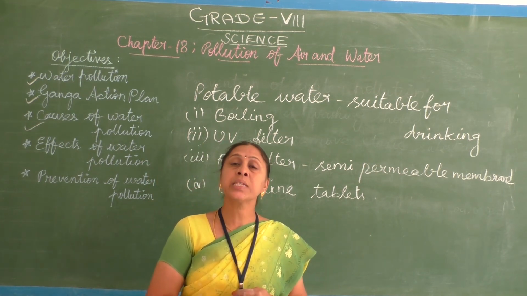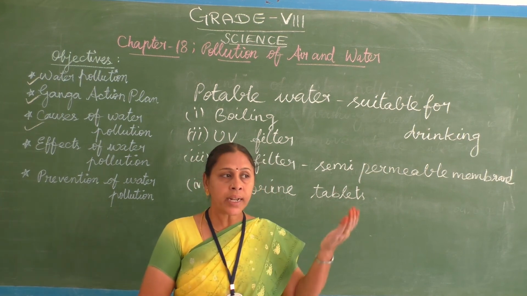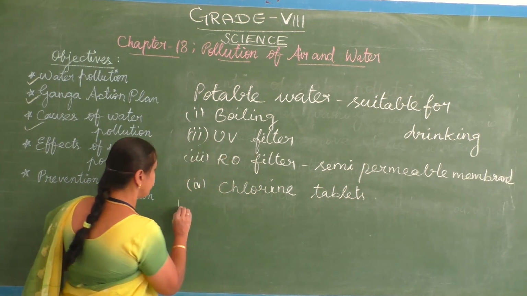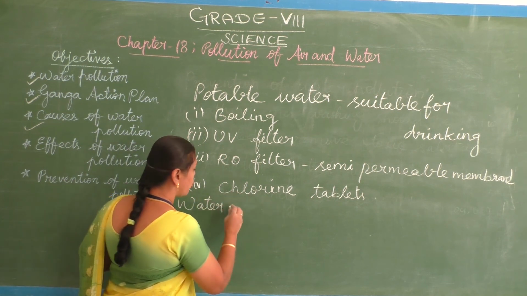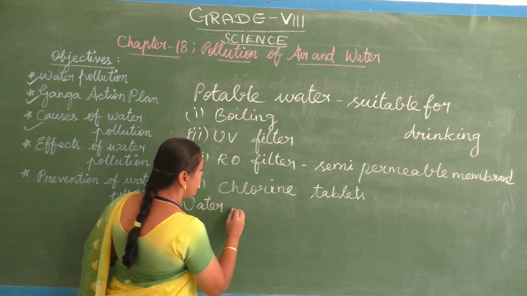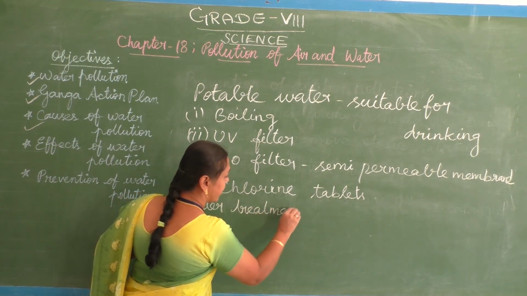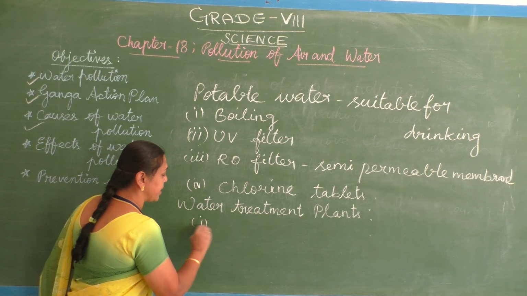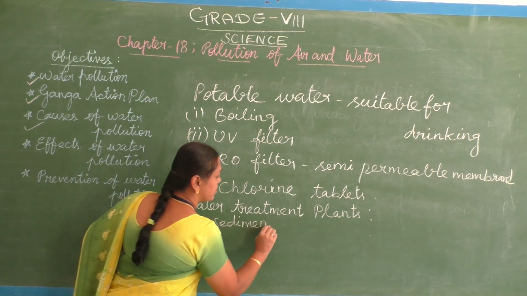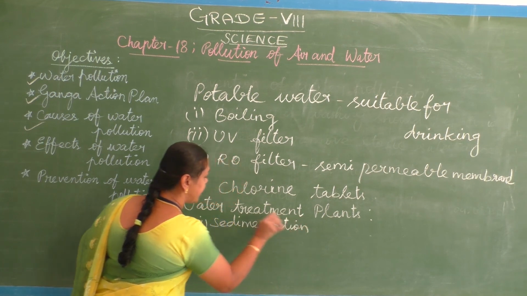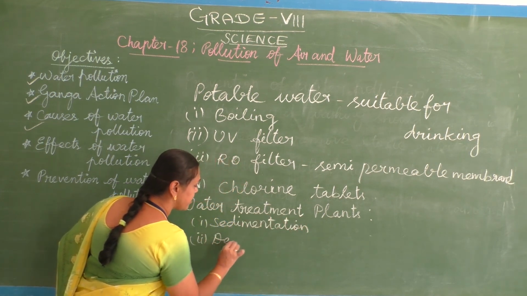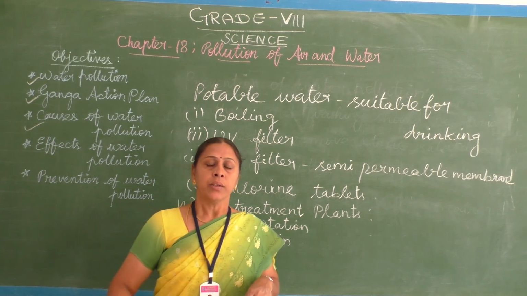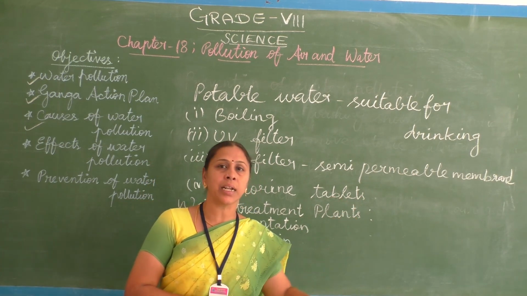And apart from this, various water treatment plants are also there. In the water treatment plant, several steps are taken. Before supplying water to homes, these water treatment plants purify the water step by step. First is sedimentation, then decantation. What is sedimentation? They will allow the water to settle for a particular number of hours, so that the heavier impurities will settle down.